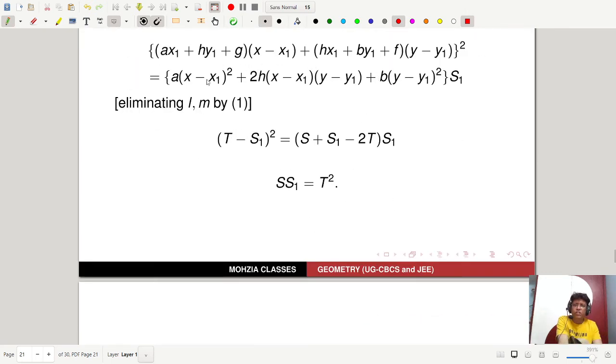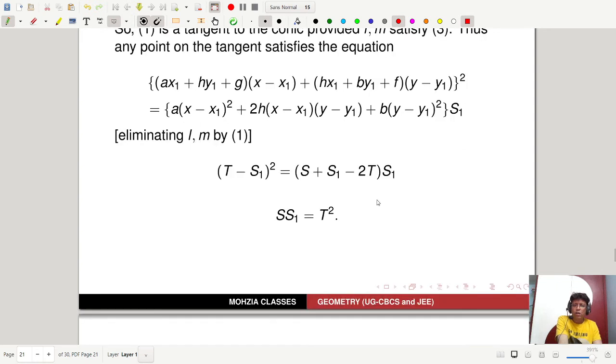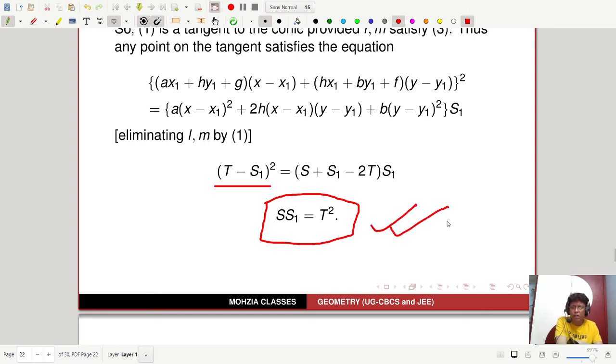So after that, you have this type of relation. If you simplify further and manipulate your calculation, you will get this type of relation: (t minus s1) whole squared. And you know what t is? T is the tangent equation, and s plus s1 minus 2t s1. If you simplify, you will get this. This is the hint for your calculation. You can try that calculation and check that this will be the final result. So what is the conclusion? The equation of the pair of tangents is given by s s1 equal to t square.